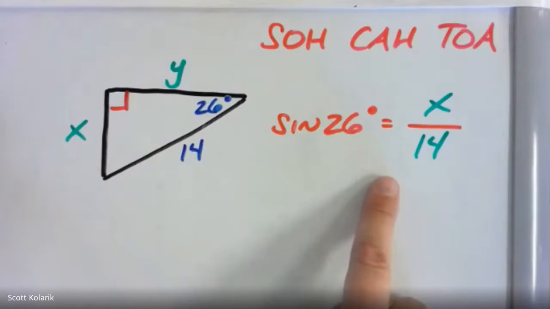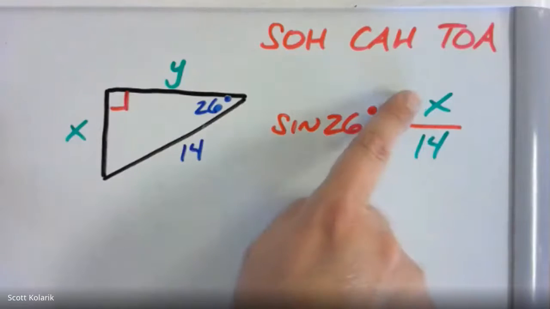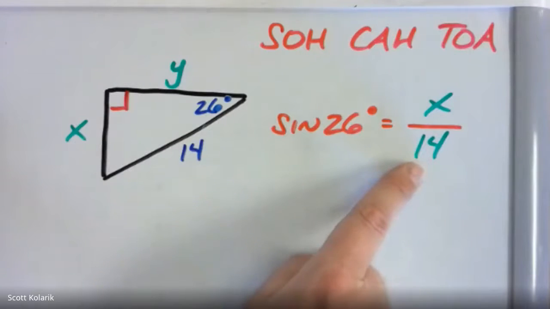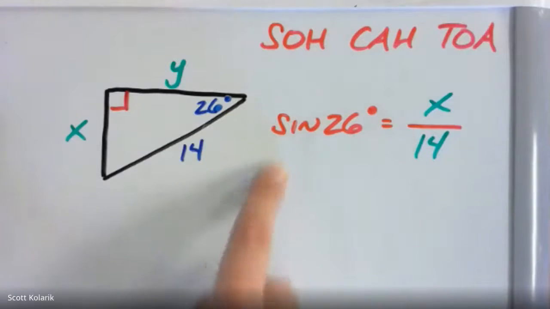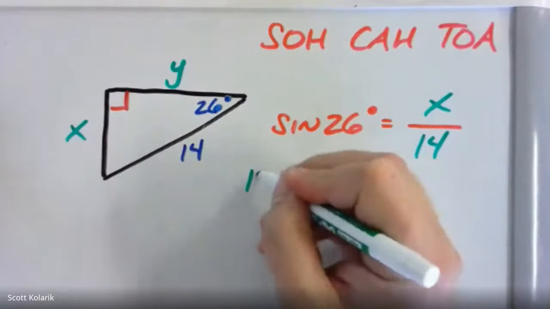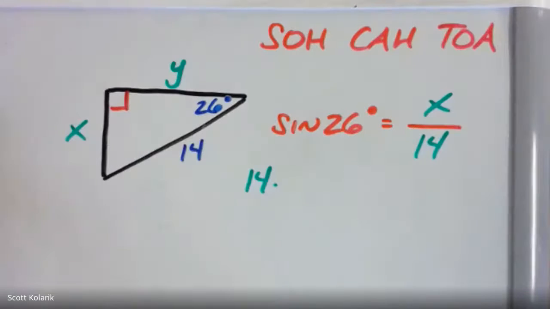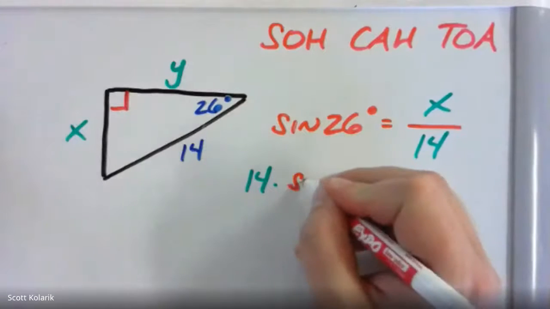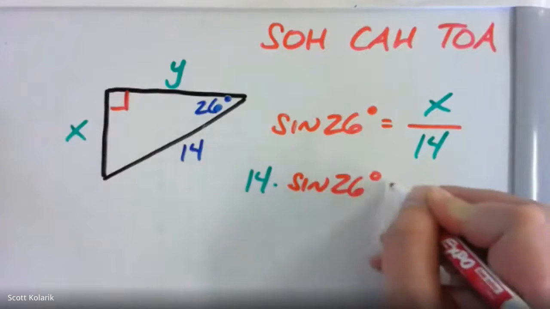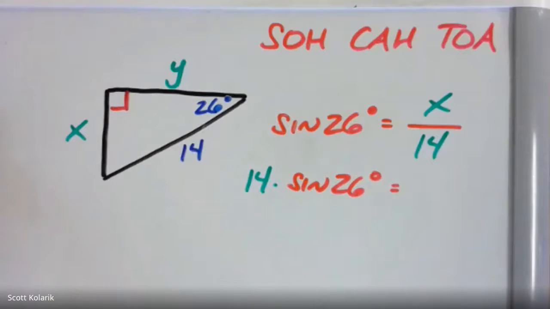Now I have to do a little bit of inverse operations to get the x by itself. So in order to get this x by itself, I need to get this 14 away. The 14 is being divided, so I'm going to move it by multiplication. So I would take 14 times that sine of 26. Again, sine of 26 is an actual number. And that's going to officially solve for my variable x.